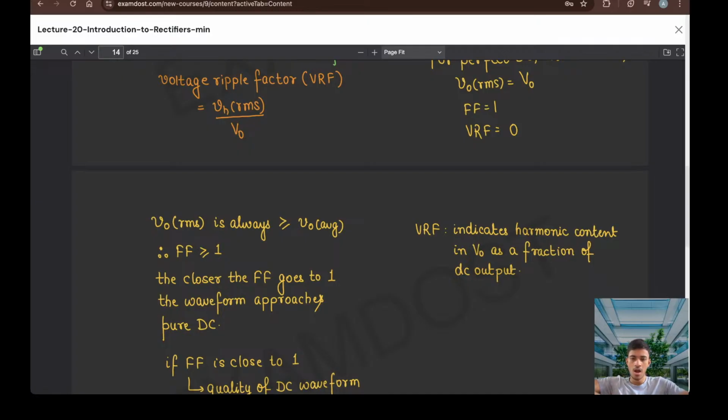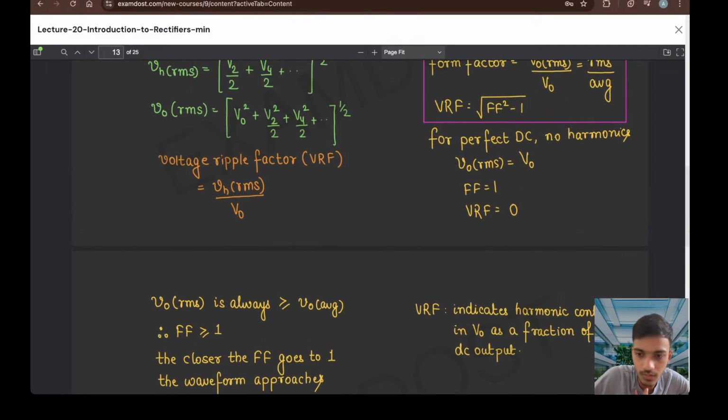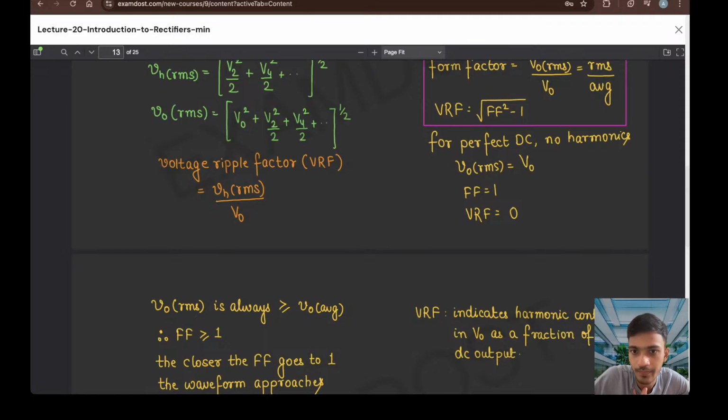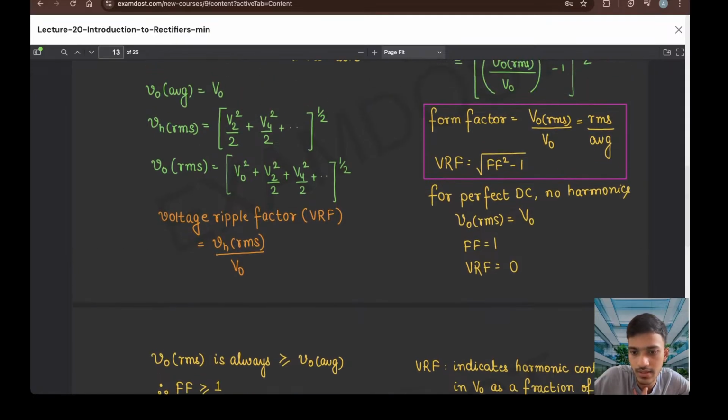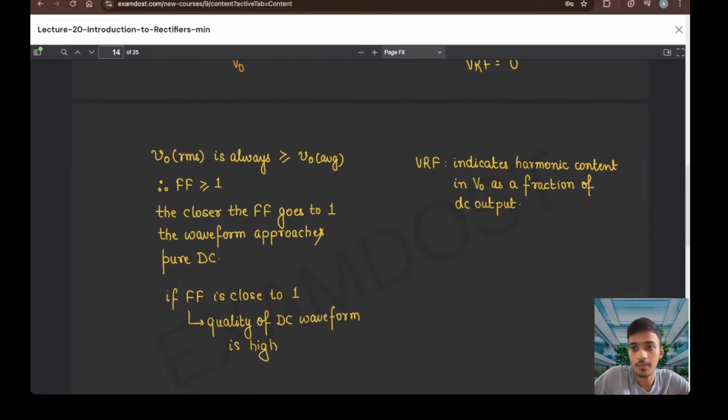But VRMS is always greater than the average because it has some extra content. So the form factor is always greater than or equal to 1. The closer the FF goes to 1, the more the waveform approaches pure DC. If the form factor is close to 1, the quality of the DC waveform is high, so the quality of the DC component would be high.